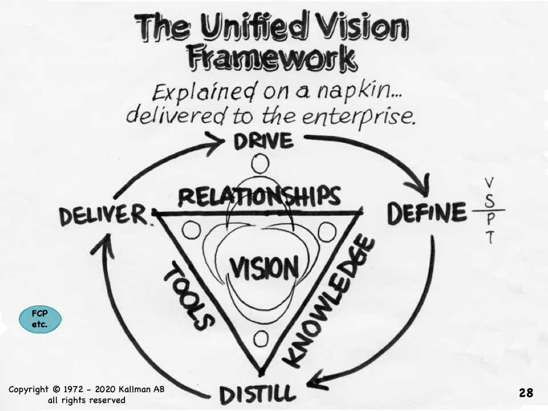VSPT is vision, strategy, people, and tasks. The line in between the VSPT is the disconnect that exists in every organization. And the VSPT is one of your first definitions because you need to start with vision. You need to have your vision first. And so then you start adding people with knowledge.